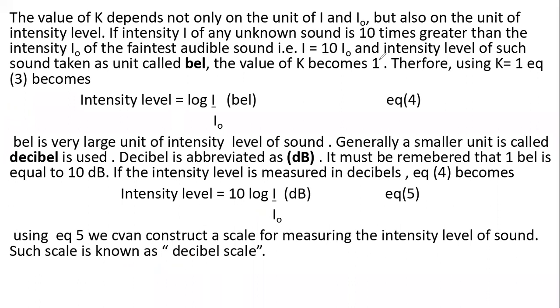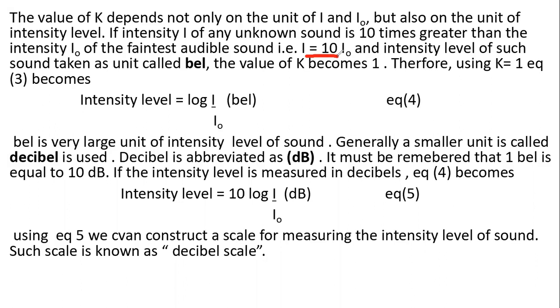The value of K depends not only on the unit of I and I naught, but also on the unit of intensity level. If intensity I of any unknown sound is 10 times greater than the intensity I naught of the faintest audible sound, then the intensity of the unknown sound will be equal to 10 I naught. The intensity level of such a sound is taken as a unit called bel. The value of K becomes 1.